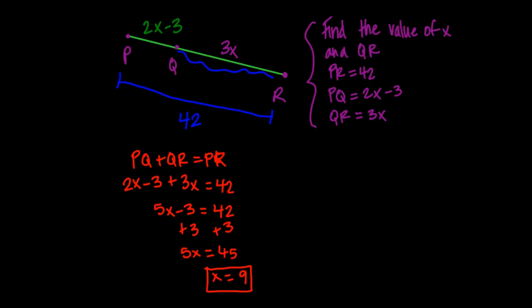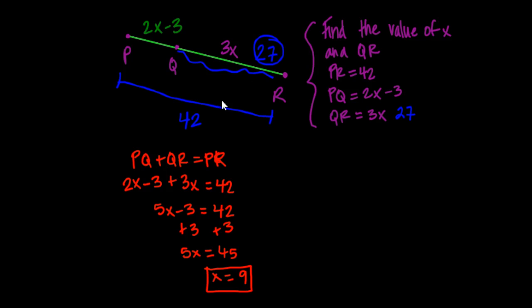Well, the length of QR is 3 times x, so 3 times 9, because that's what we said x was, and 3 times 9 is 27. So QR is 27, and they didn't ask you this, but what if we were supposed to find PQ? What would be some ways that you could find it? Sure, you can subtract 27 from 42.